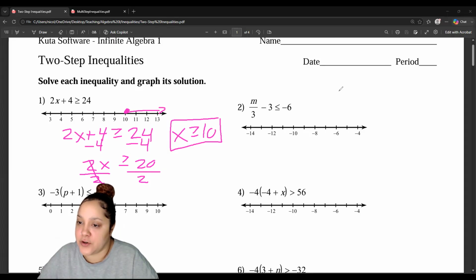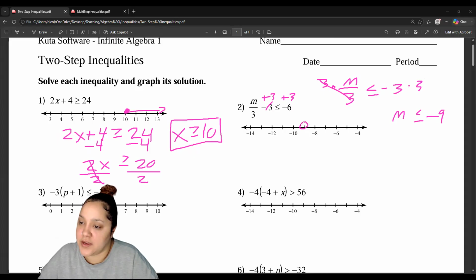For this one, we're going to first add 3 to both sides. And then you now have m over 3 is less than or equal to -3. So you have a one-step equation. You're going to multiply both sides by 3, and you get m is less than or equal to -9. And so that's an open circle on -9, shade to the left.